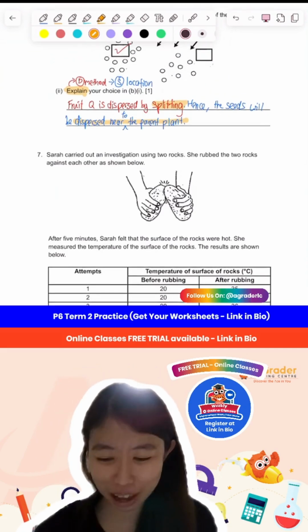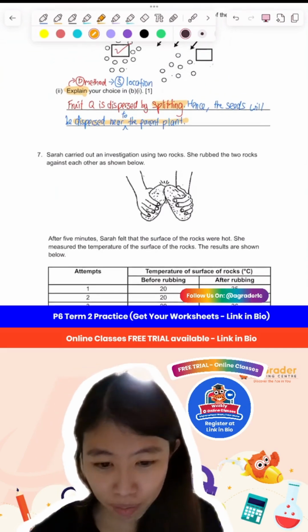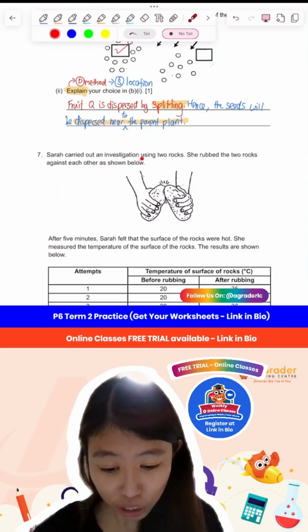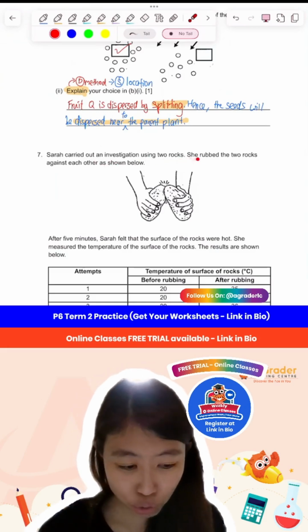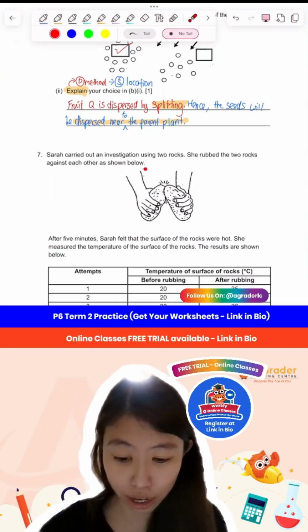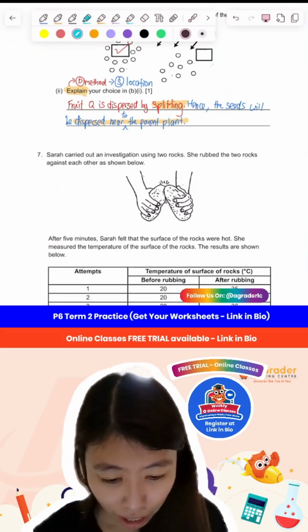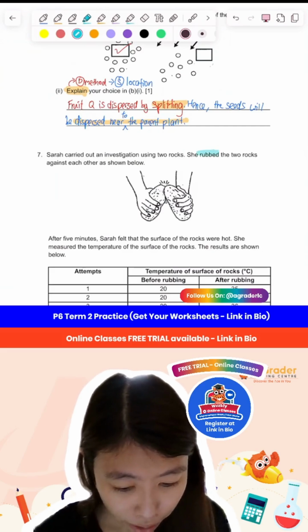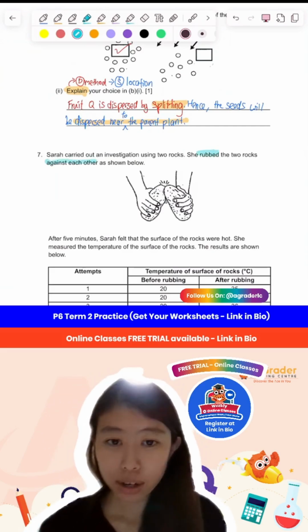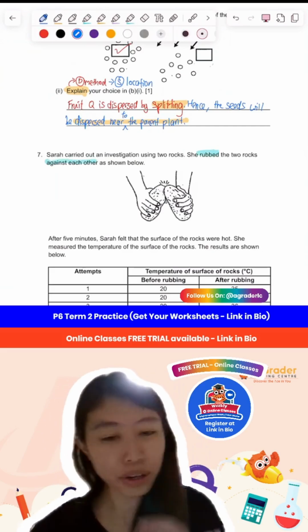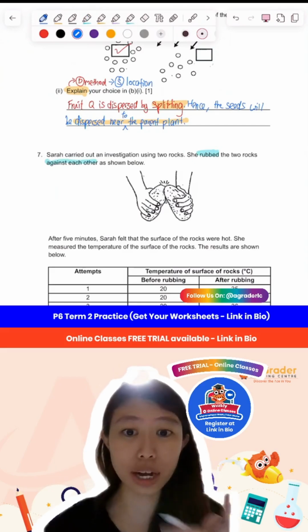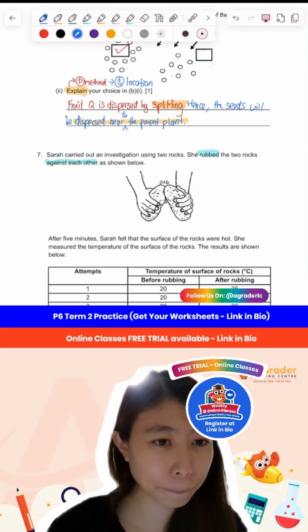Okay, let's look at question 7. Question 7 says that Sarah carried out an investigation using two rocks. She rubbed two rocks against each other as shown below. So let's highlight the key point. Always remember to highlight the key thing, okay? Rub against each other. So I'm very sure. Okay, can you tell me if I rub two things against each other, there will be what kind of force?